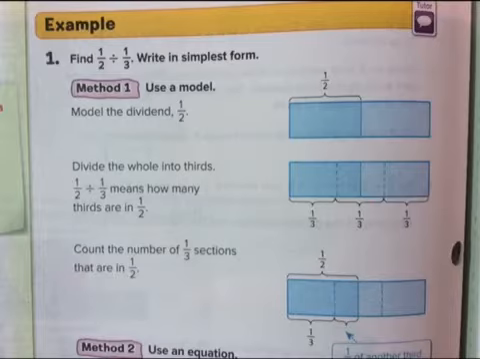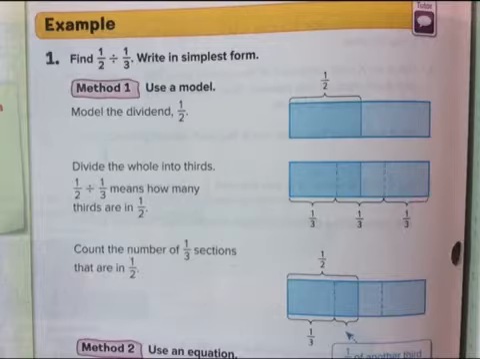Find half divided by a third. So we're going to take a half of a whole right here. This is our whole, and we're going to take a half of it, and then we're going to divide that half into thirds. Okay, so what happens when we do that? This is the half, and this is the entire thing, and this is divided into thirds.